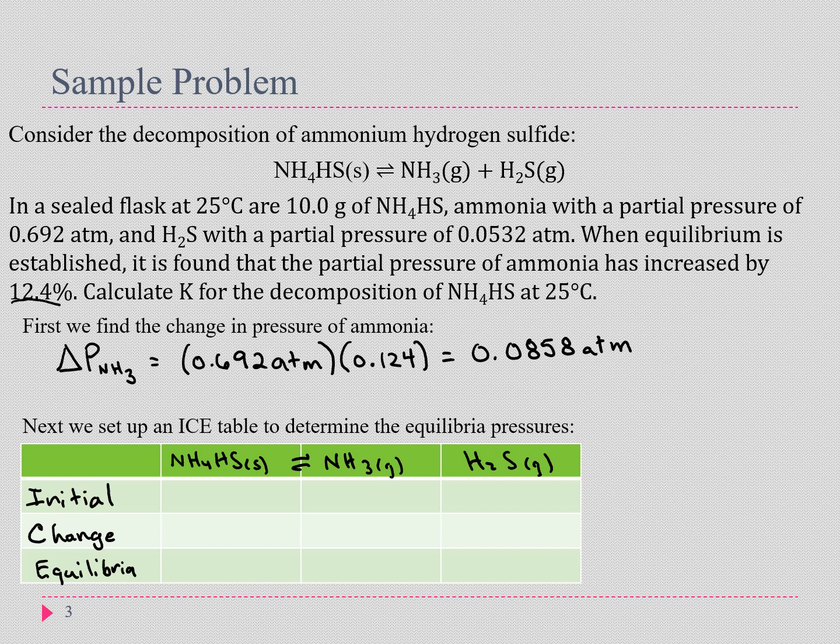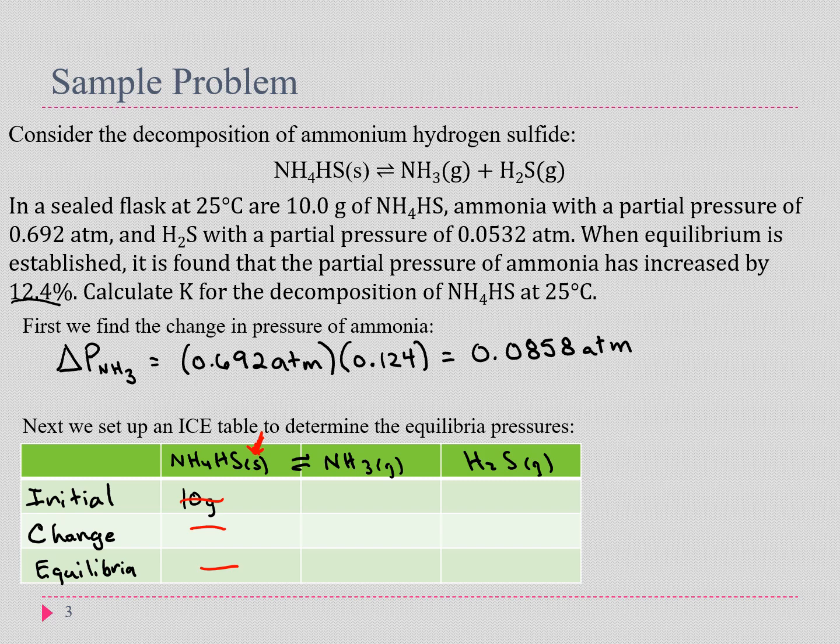Now, the initial amount of my ammonium hydrogen sulfide, well, we had 10 grams, but notice that this is a solid. So I don't really care about it. Realistically, I don't care about this column whatsoever, because it's not going to show up in my equilibrium constant expression. Now, I do care about the ammonia and the hydrogen sulfide.